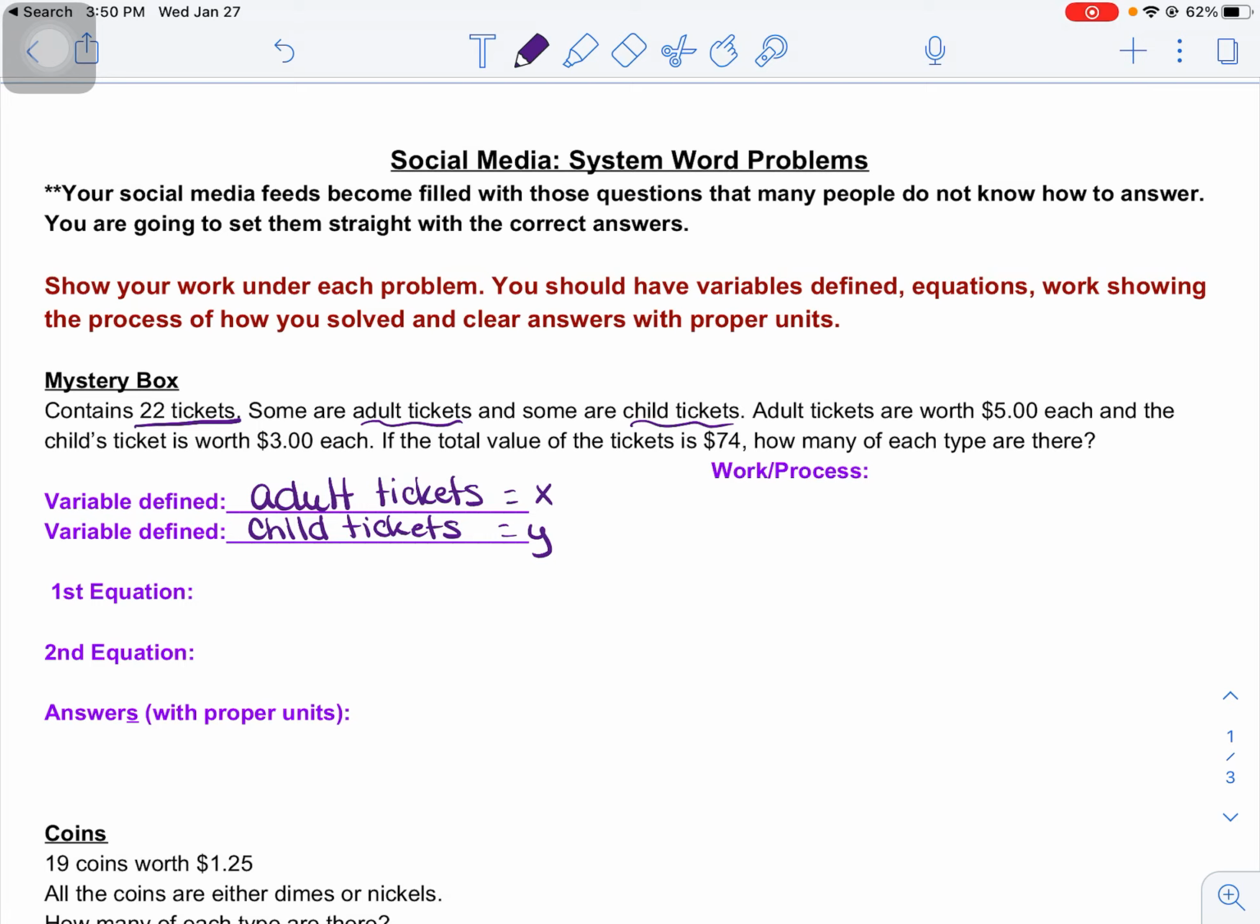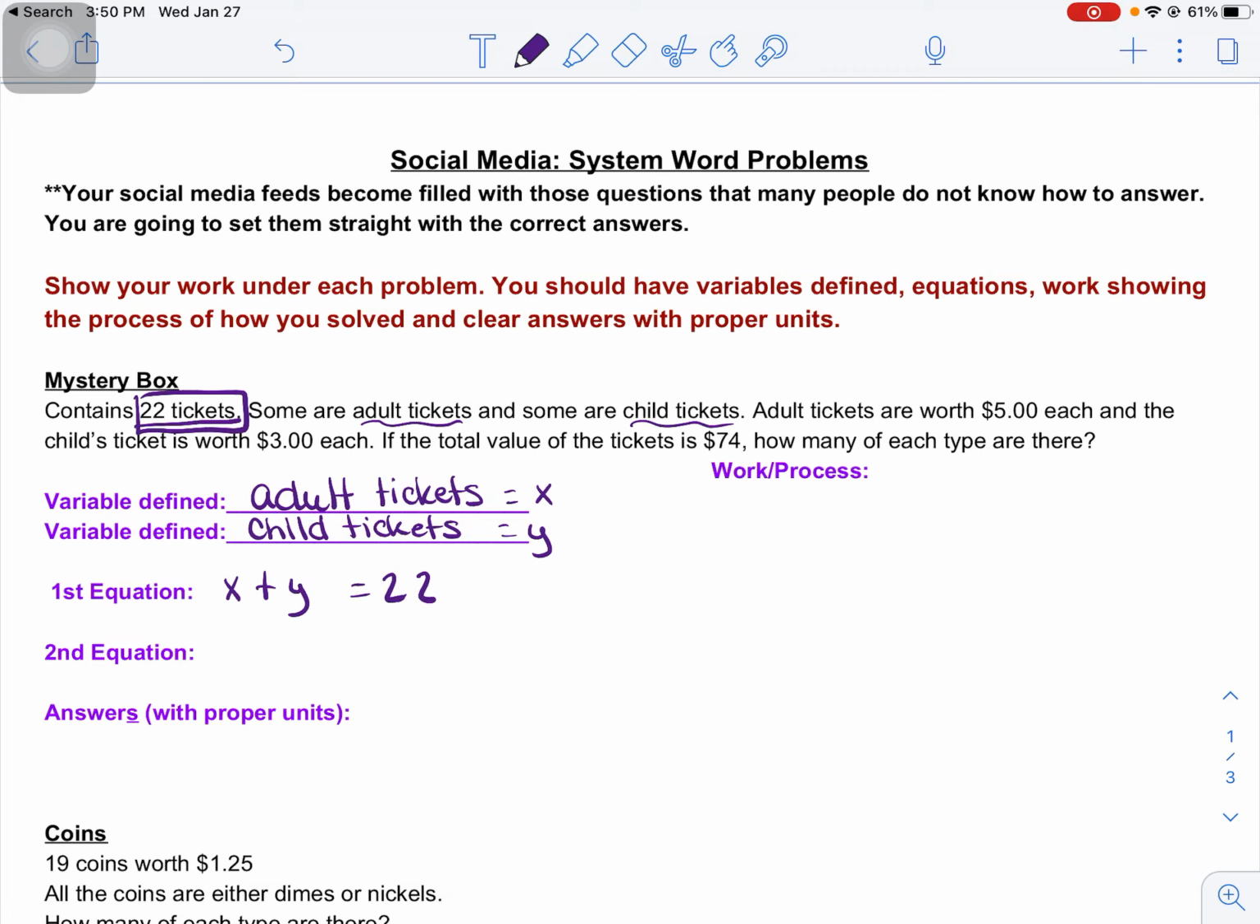And we're going to talk about our first equation. For our first equation, we need something about the total number of tickets. Well, we have 22 total tickets. So we know we're going to have something equaling 22. Think about what makes up those 22 tickets. Well, adult tickets and child tickets. So some X plus some Y make up those 22 tickets.